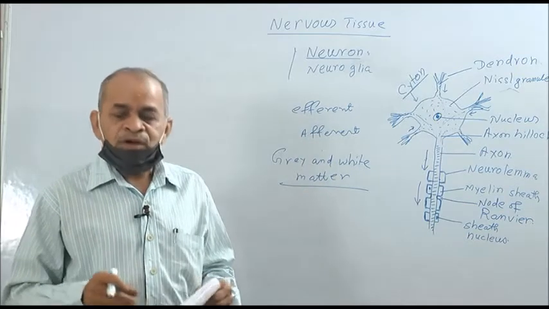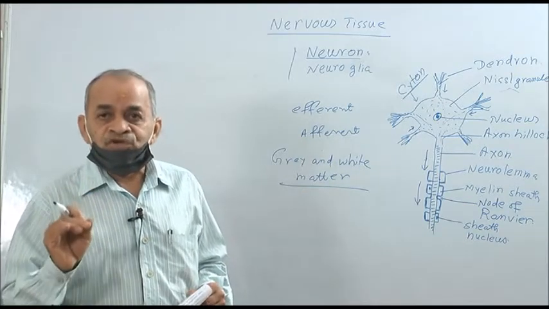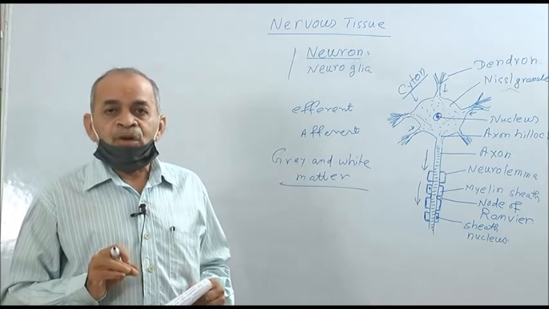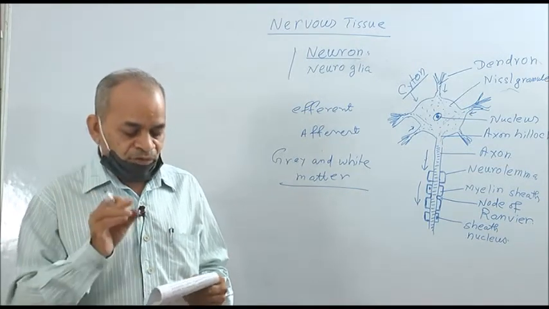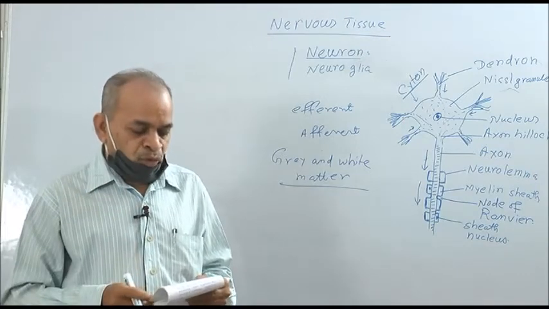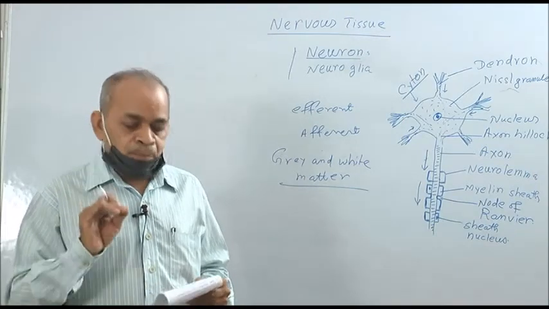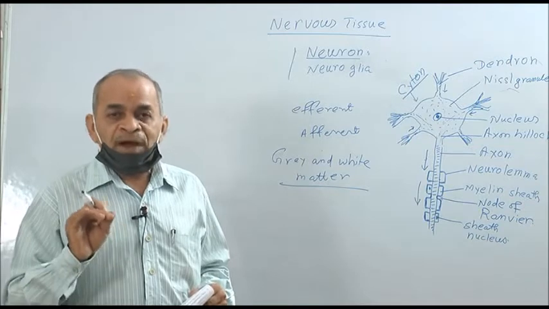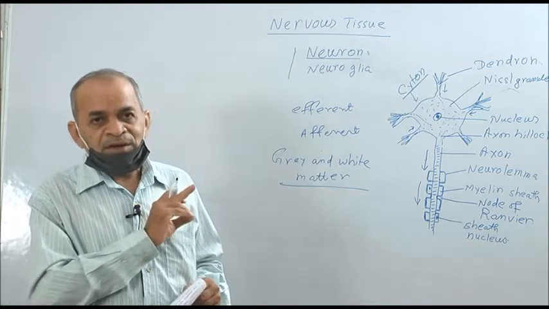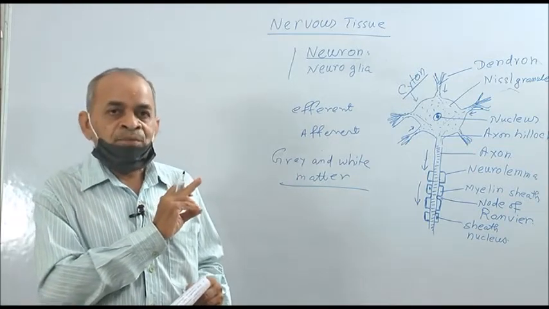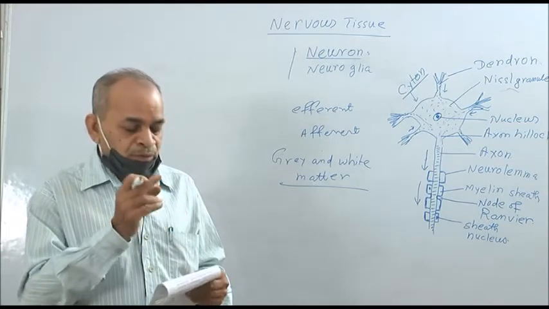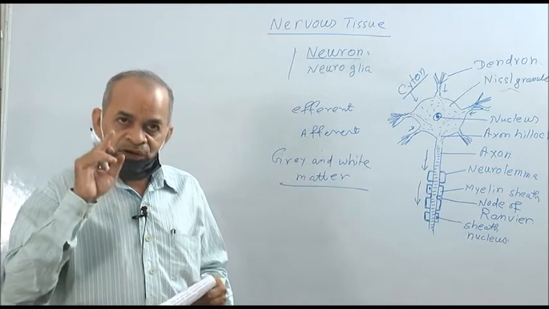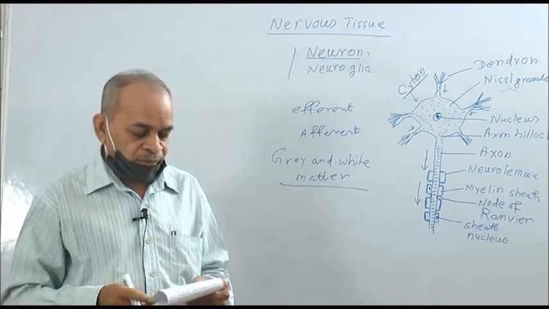Gray matter is composed of nerve cells, means the cytons and neurons. White matter is composed of nerve fibers. In the white matter there is the presence of nerve fibers, axon, dendron. But in gray matter there is only the nerve cells, cyton.